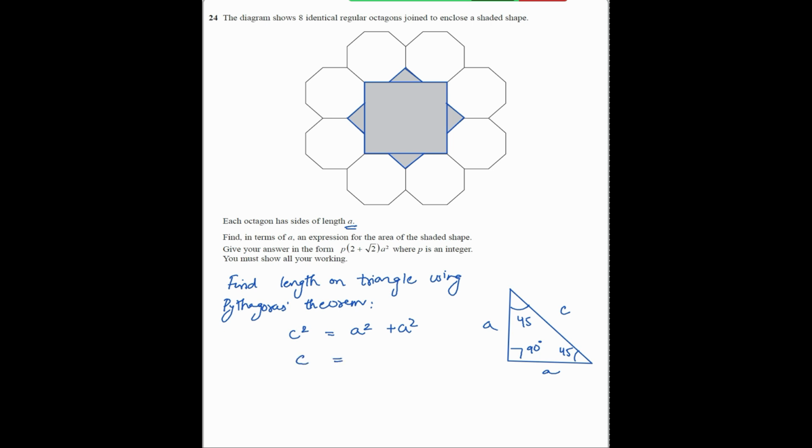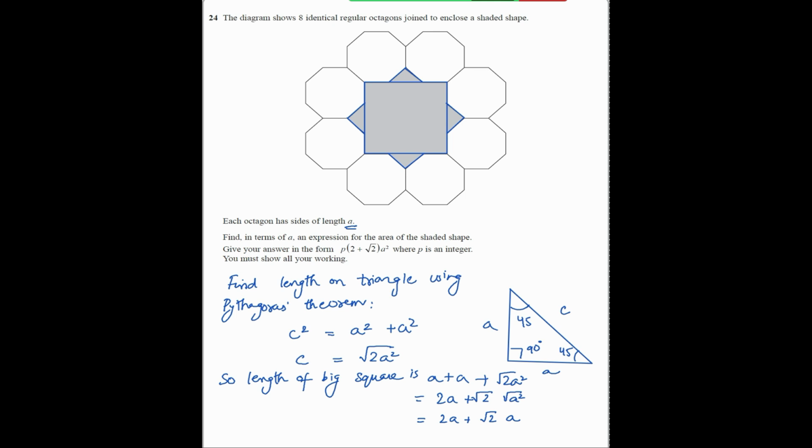So c would become the square root of 2a squared. a squared plus a squared is 2a squared, and then we have to take a square root on both sides, which will give c equals the square root of 2a squared. So the length of the big square is a plus the square root of 2a squared plus a, and that would give you 2a plus the square root of 2a. So that is the length of the big square.